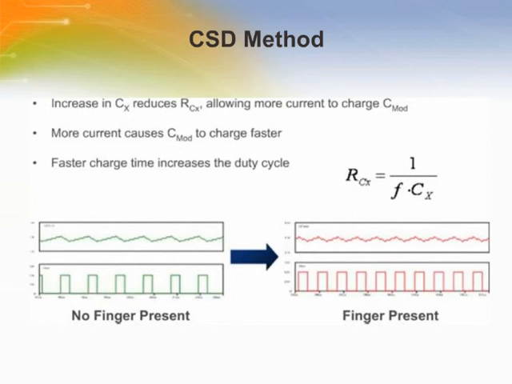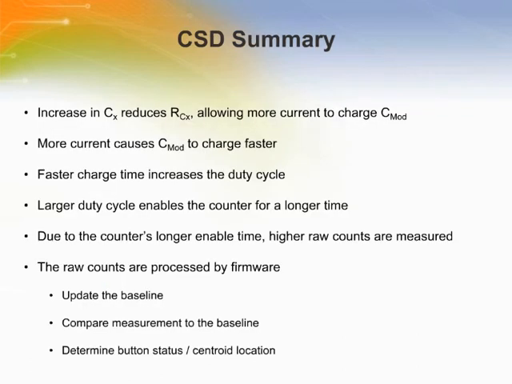Key points to remember from the CSD sensing method are that an increase in sensor capacitance causes a decrease in equivalent resistance. A decrease in equivalent resistance means more current charges the modification capacitor. More current charging the modification capacitor results in it charging faster. A faster charge time leads to an increase in the duty cycle.